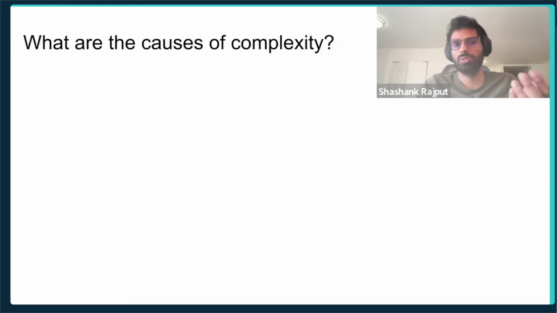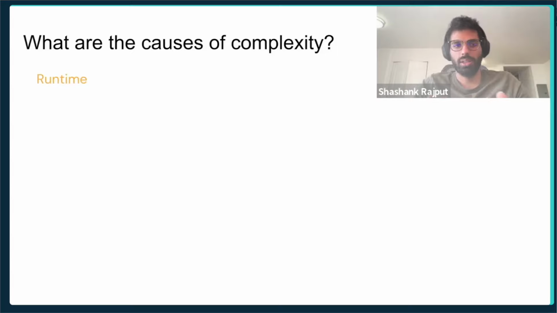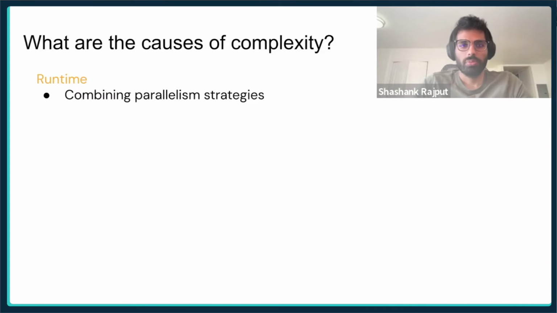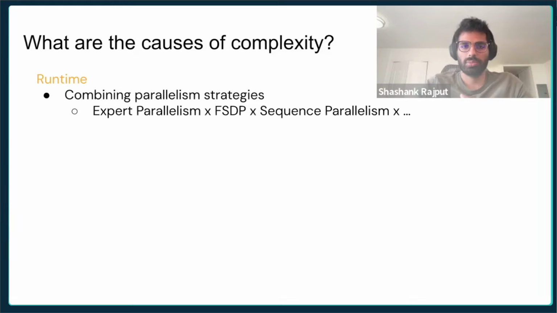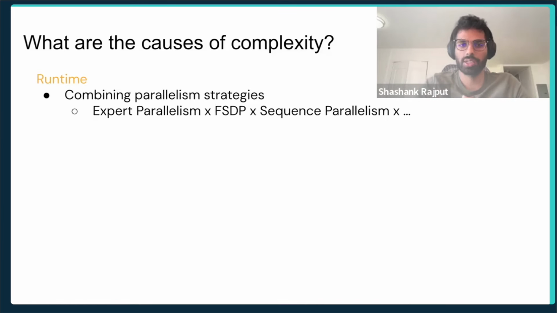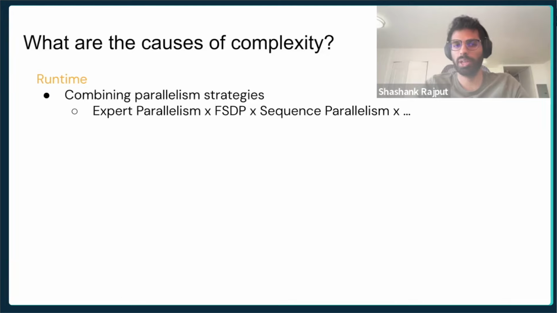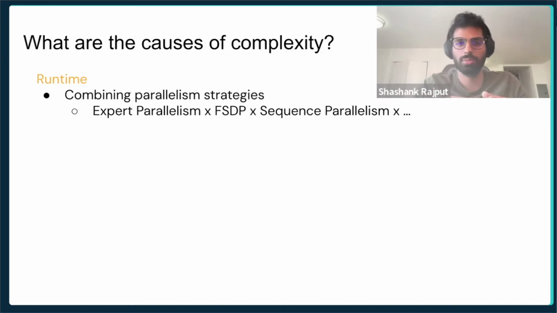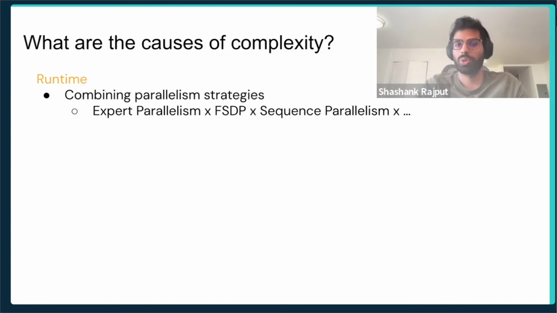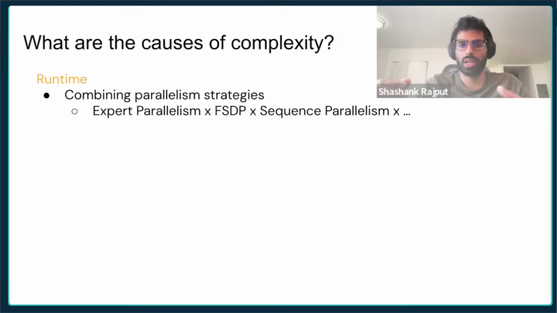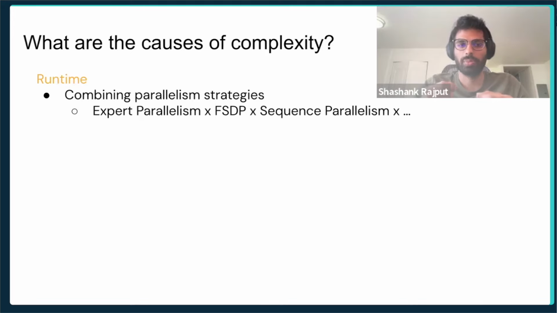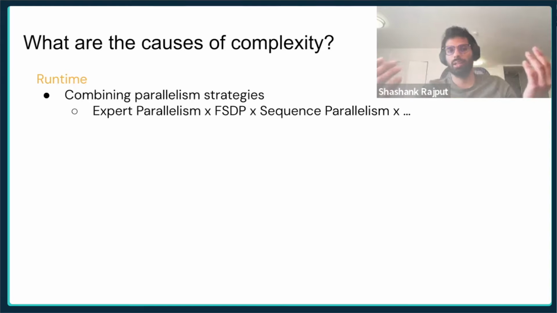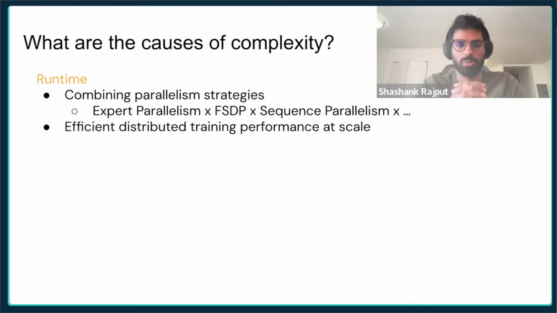So yeah, what are the causes of this complexity that I was talking about? Firstly, talking about runtime. When you scale up, you need to combine the parallelism strategies. So you need to have expert parallelism, as I said. You need to have data parallelism, which is FSDP, a special case of data parallelism. And then you need to have sequence parallelism. We also trained with sequence parallelism. As you keep incorporating more of these parallelism strategies, each of them has subtle nuances that you need to worry about, and combining that with scaling up causes problems.